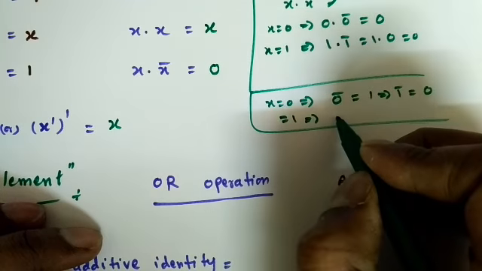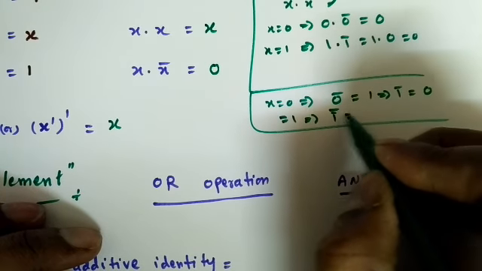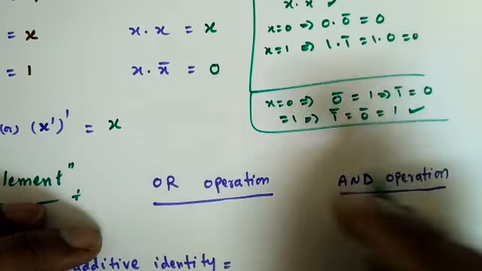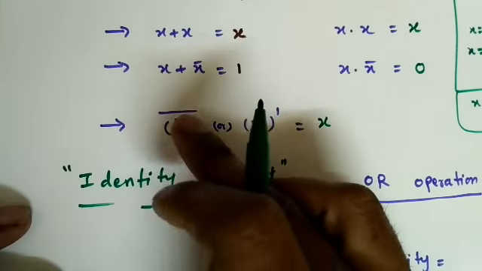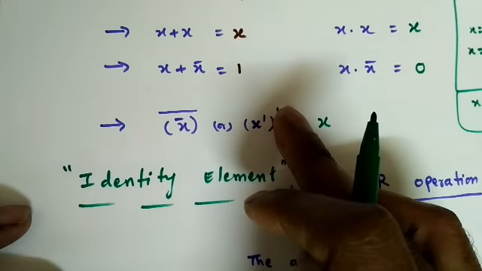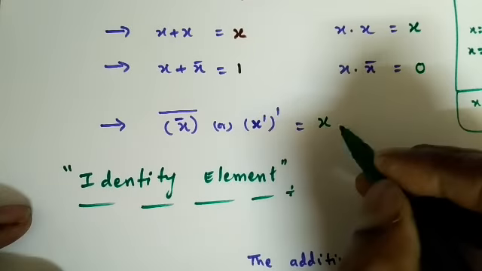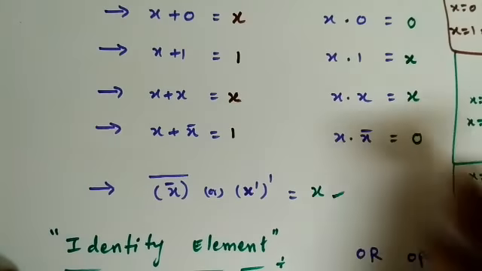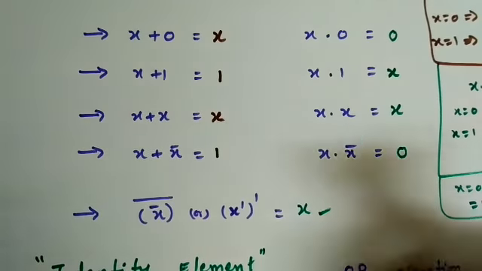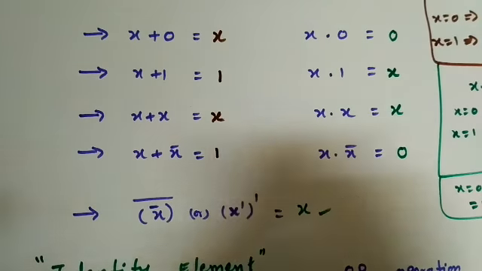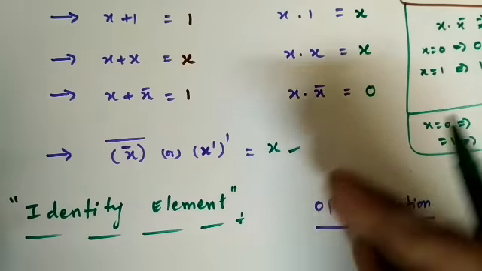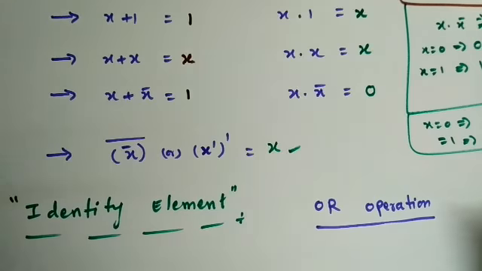If I take 1, so 1 bar whole bar. 1 bar means 0, 0 bar means again 1. So 1 means 1. That is the reason x bar whole bar means x only, or in other notation, x dash whole dash is equal to x only, right? Now it's very easy to remember these properties. Just if you observe carefully, you can remember. Or when you do some example problems on how to minimize the expressions, it will be very clear.